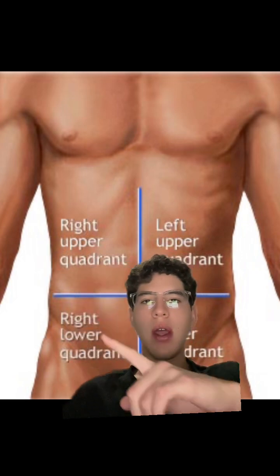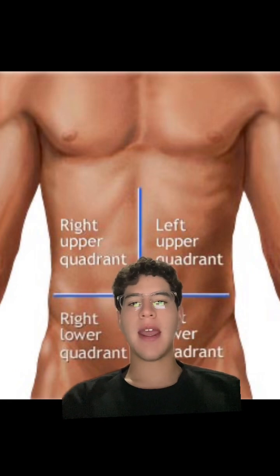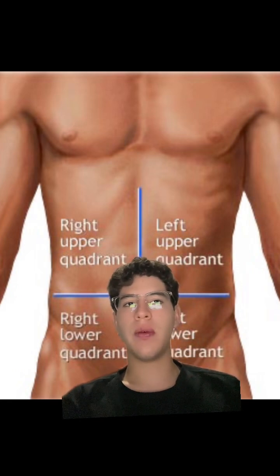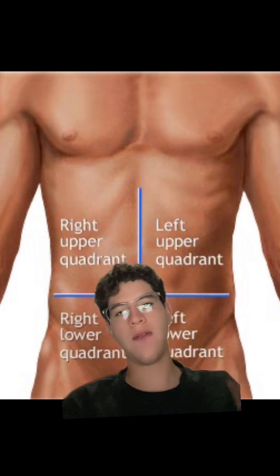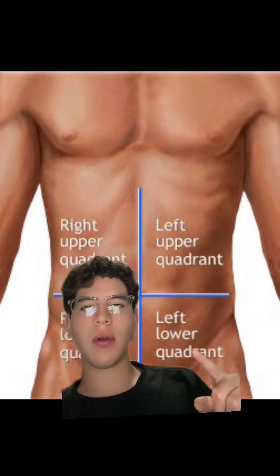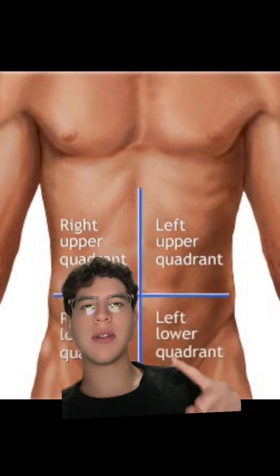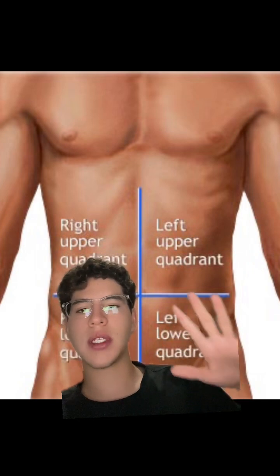The right lower quadrant includes the appendix, portion of the small intestine, right ureter, right ovary, and fallopian tubes in females, and part of the large intestine. And the left lower quadrant contains a portion of the small intestine, left ureter, left ovary, and fallopian tubes in females.